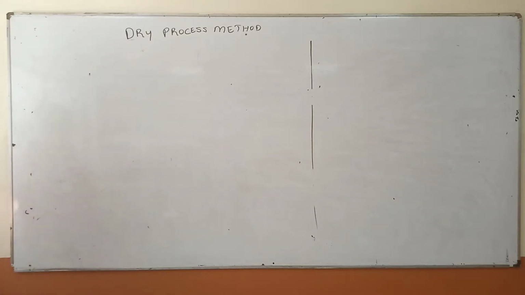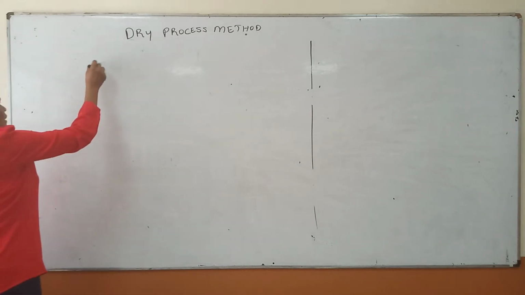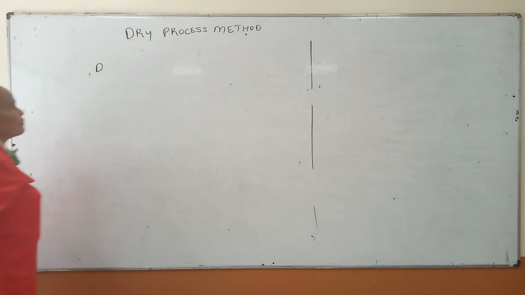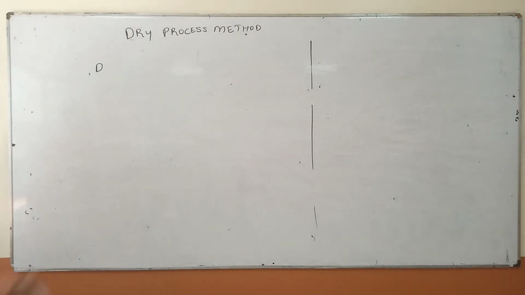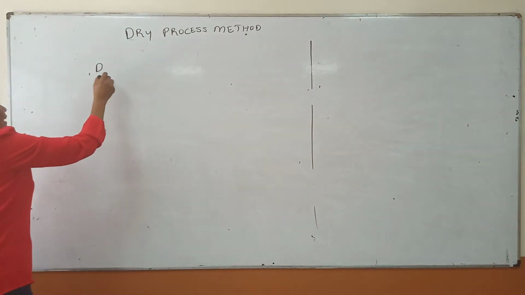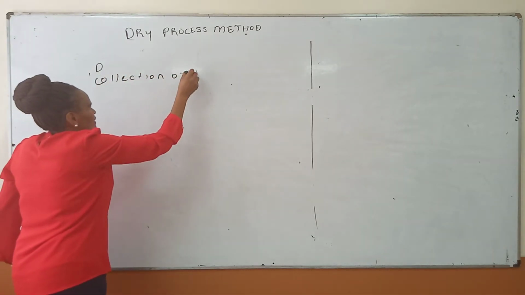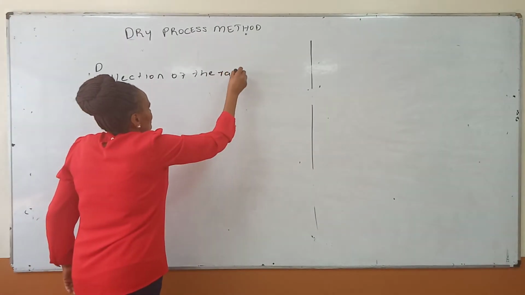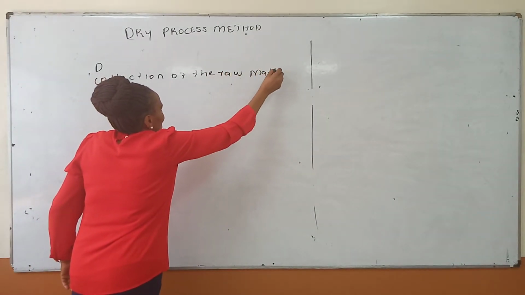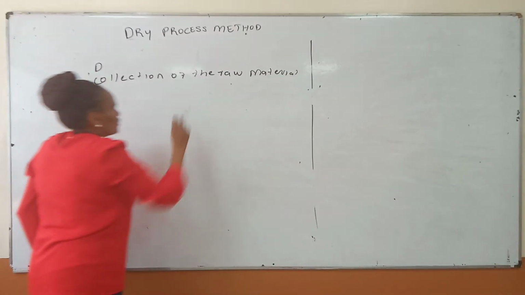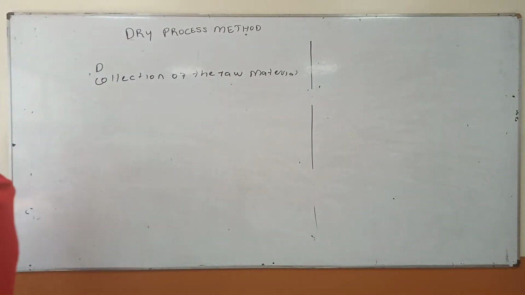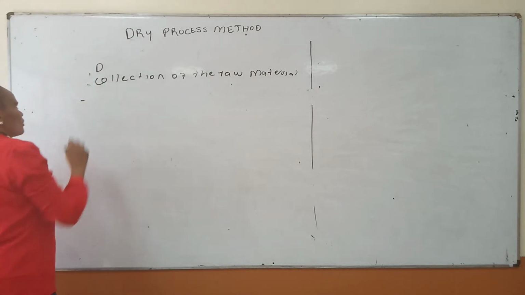Good morning, class. We are continuing with the process of cement manufacturing, and today we are going to look at the second method, which is known as the dry process method. The steps are the same. That is the collection of the raw materials: the limestone, and the clay or the shell.